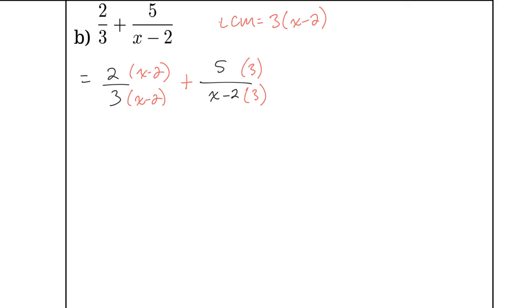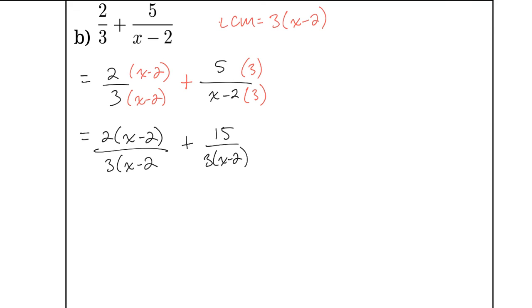So this then just becomes 2 times x minus 2 over 3 times x minus 2 plus 15 over 3 times x minus 2. And we can rewrite this all over the same denominator. And now I know you see that there is something common in the numerator and denominator, that's the x minus 2, but we can't cross that out yet. Our numerator is not in factored form yet because we have this 15 at the end, so we definitely cannot cross out this x minus 2.